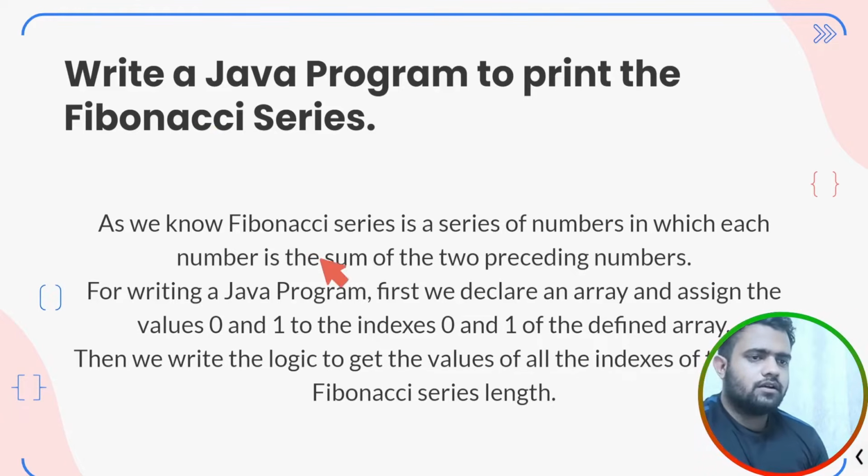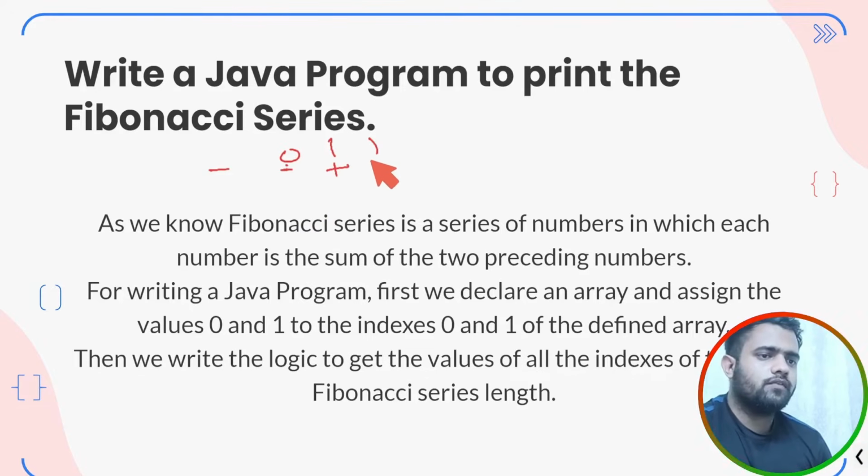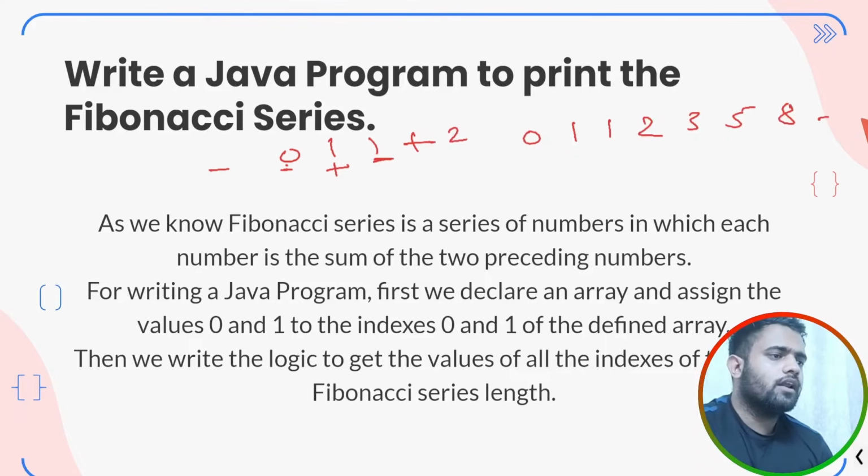Now, as you can see here, the Fibonacci series basically is a series in which the sum of the first two values equals the third, right? It will start with 0, 1, and then 1, because 0 plus 1 gives the third as 1 again. Then 1 plus 1 gives 2. So 0, 1, 1, 2, 3, 5, 8, like this it will go.